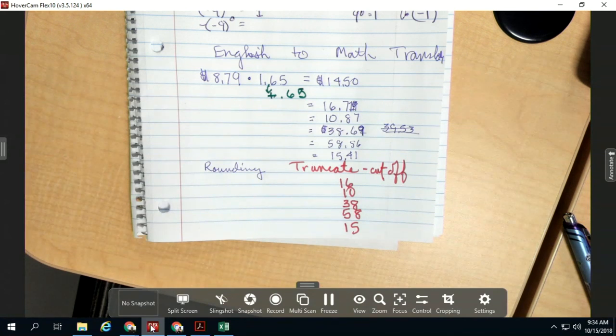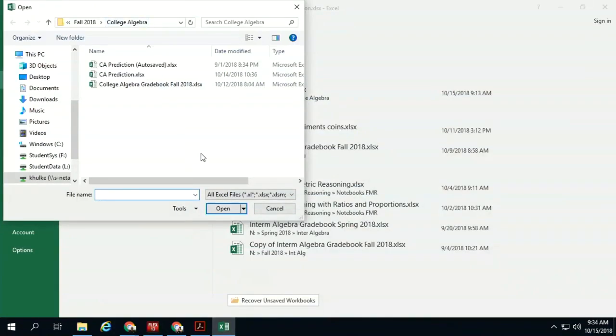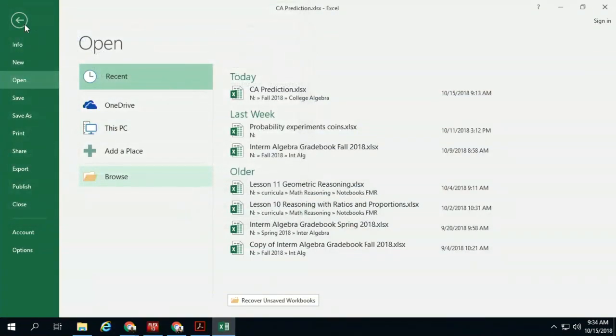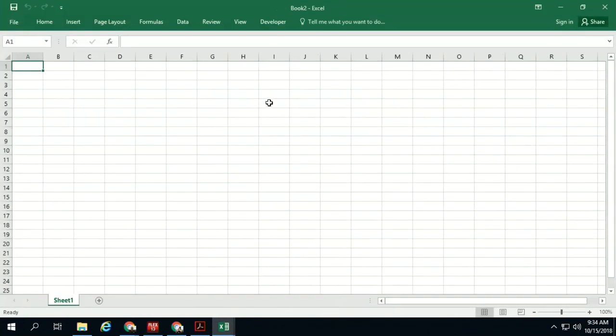Okay? Now I'm not sure if Excel allows truncation. Let's check and see. File, new, blank worksheet.